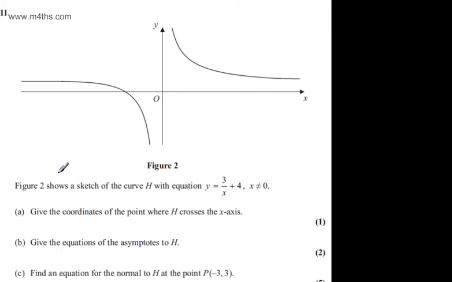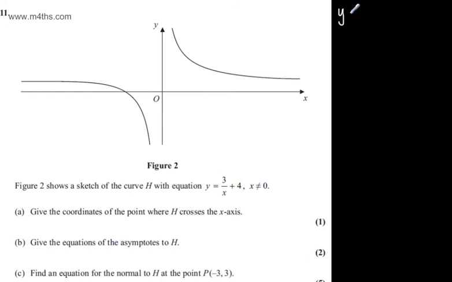This is question 11. We're told figure 2 shows a sketch of the curve h with equation y is equal to 3 over x plus 4, where x cannot be equal to 0. In part A, we're asked to give the coordinates of the point where h crosses the x-axis. The question carries 1 mark.